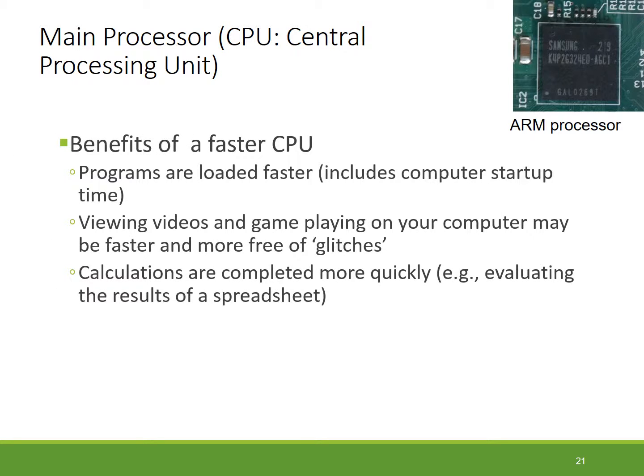Okay, so looking at the benefits of having a faster CPU, well, the programs are loaded faster. So when you're starting up something, it'll start up faster. Viewing videos and game playing on your computer may be faster and free of glitches. And calculations are completed more quickly, evaluating, for example, the results of a spreadsheet in Microsoft Excel.